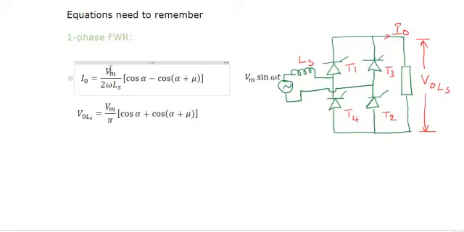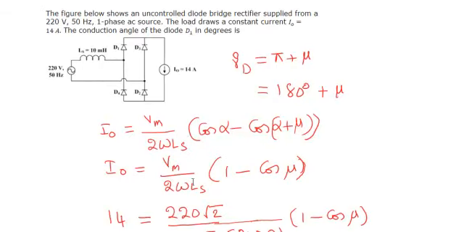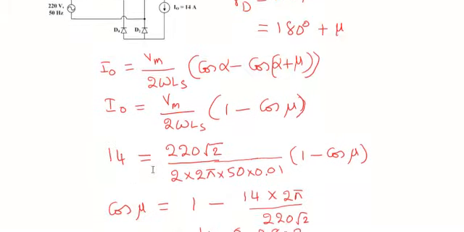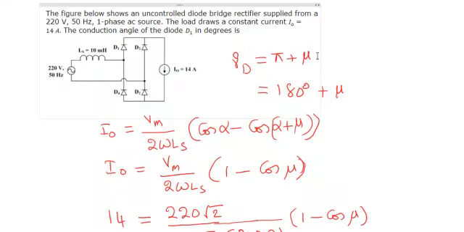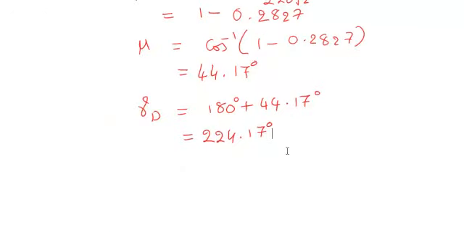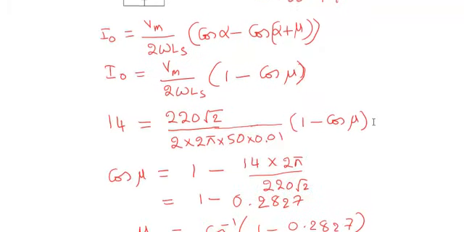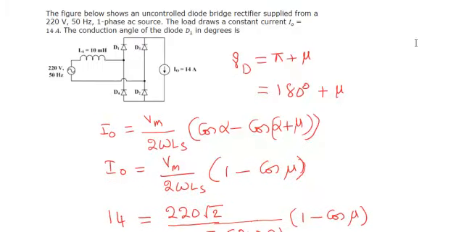If alpha is 0, it means Vm by 2 omega Ls into 1 minus cos mu. That is what we actually consider here. Then we need to substitute whatever values are given and find out mu. As we discussed, conduction angle will be pi plus mu. That's why we are getting this sum. Okay, so with this I'm stopping here and we'll discuss the remaining things in the next session.